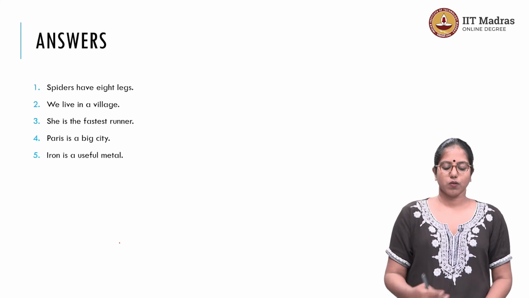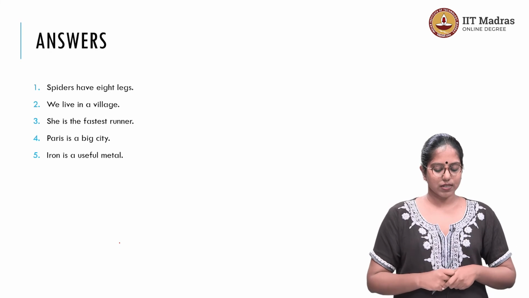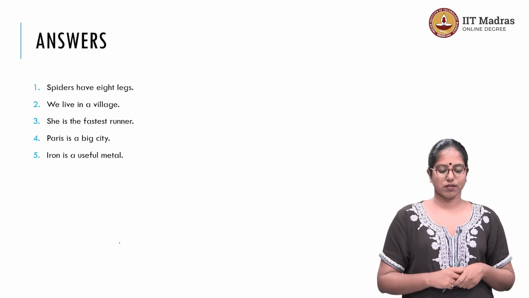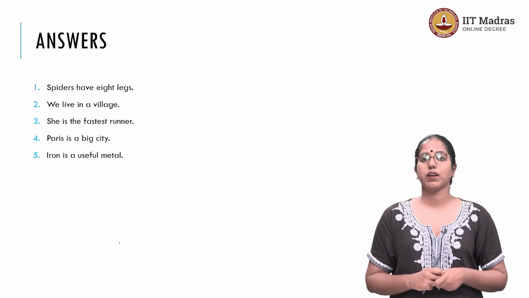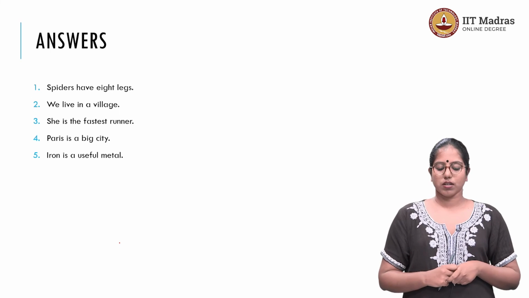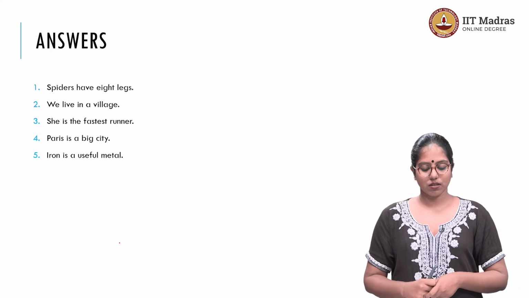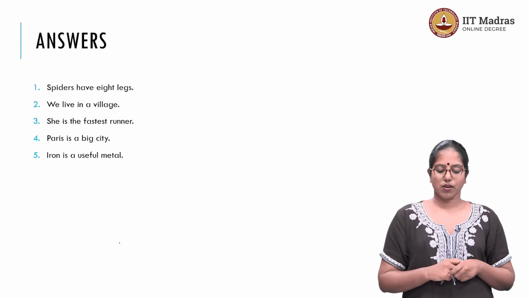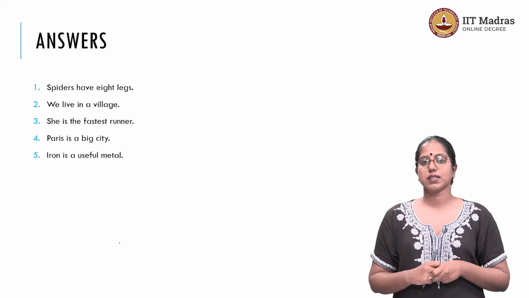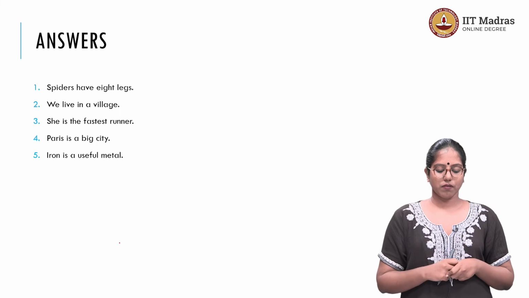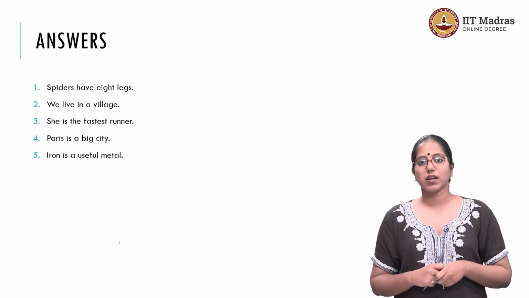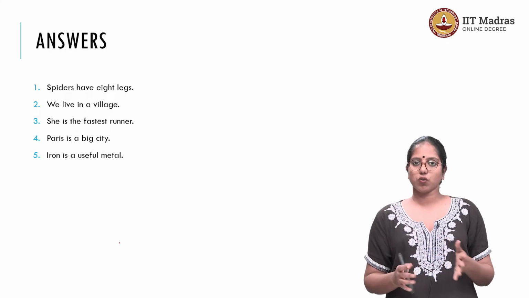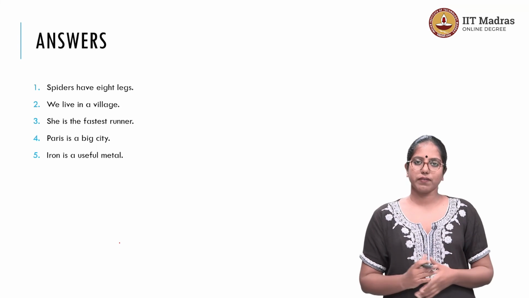Okay. What's the right answer to the first sentence? Spiders have 8 legs. Second is, we live in a village. Third sentence is, she is the fastest runner. Fourth sentence is, Paris is a big city. Fifth sentence is, iron is a useful metal. I hope you got them right. If not, just go back to the basics and quickly revise the rules.